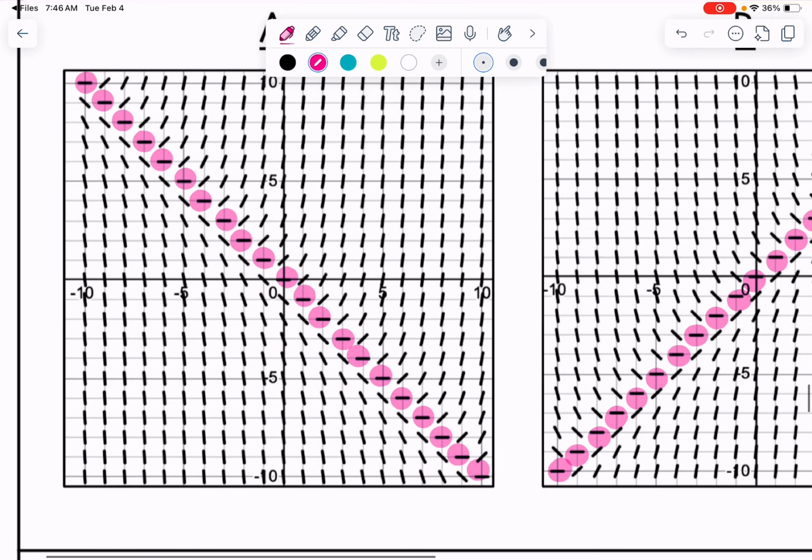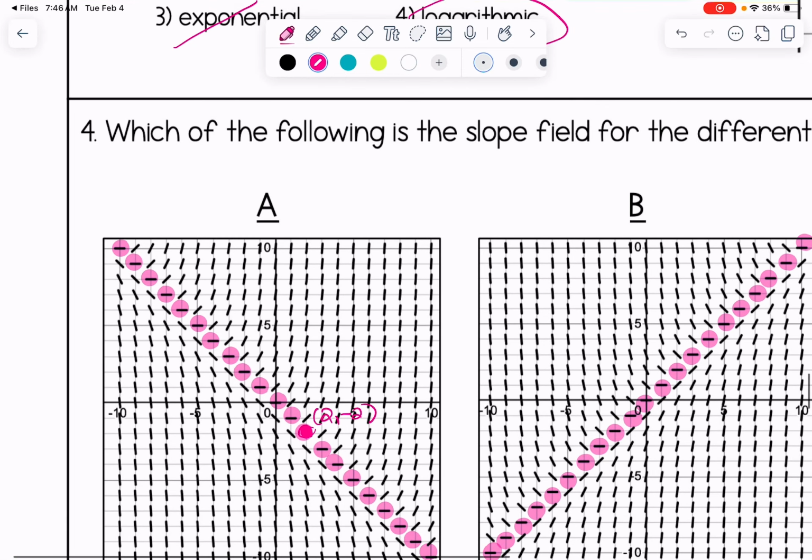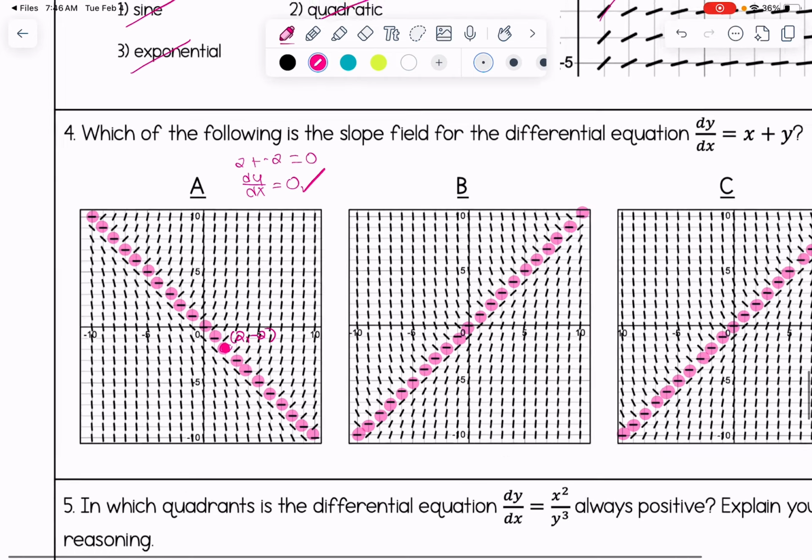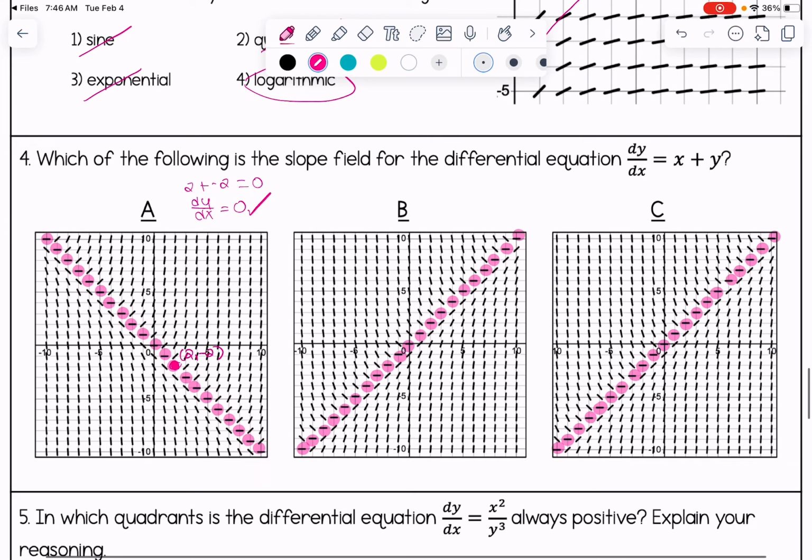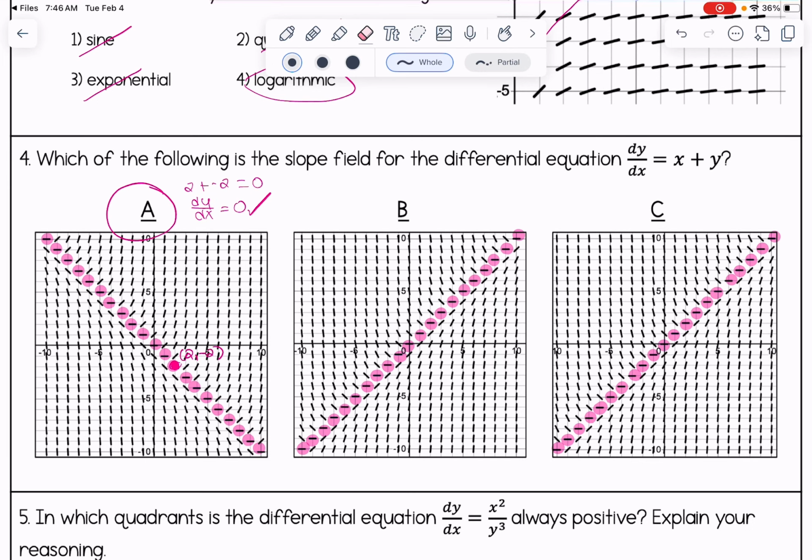So let's say I go to A and I pick this point here that I'm bolding. Okay, so that point is 2, -2. If I add those together, so 2 plus -2, I do get 0. And we know there the slope, dy/dx, is equal to 0. So I see that works. If I try that in choice B or C, you will see that will not work and we will not get 0 as our slope. So the answer is choice A.